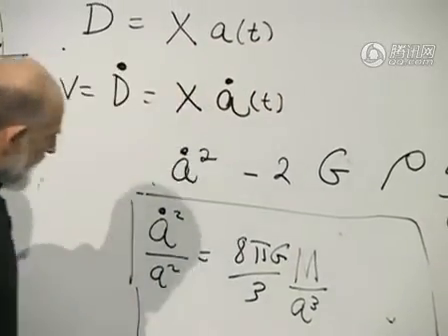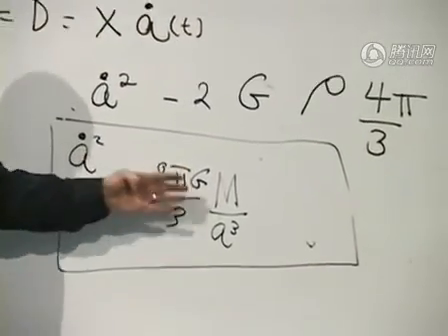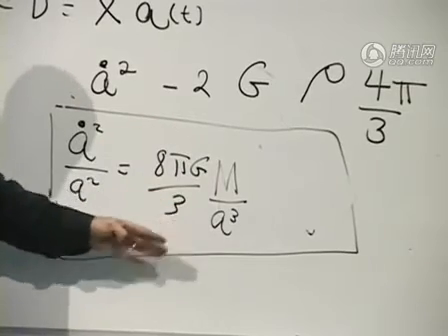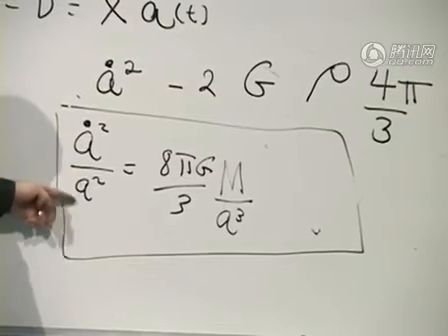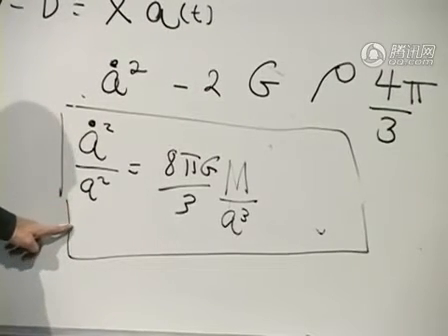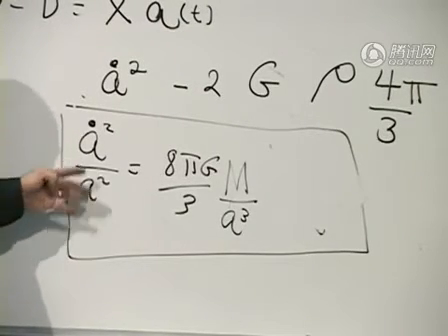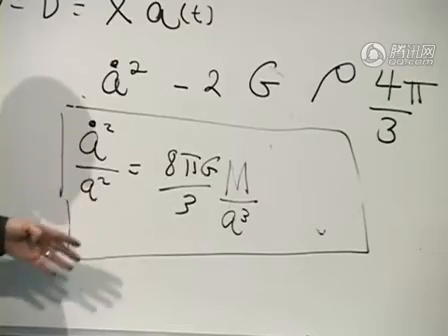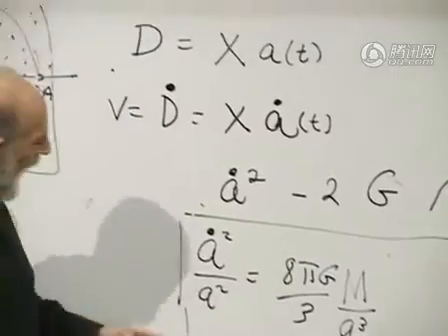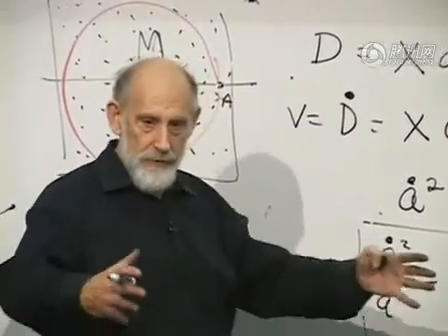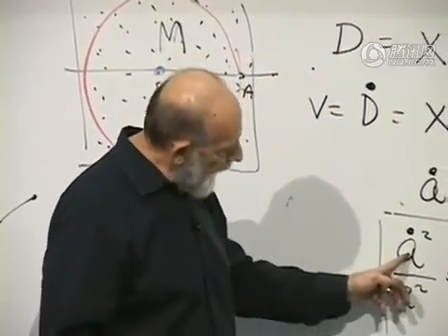The right-hand side here is never zero and it's always positive. The left-hand side is always obviously positive. It's the square of something. But it could become zero. How could it become zero? If the universe expanded and then recontracted at exactly the point where it turns around, A dot would be zero.